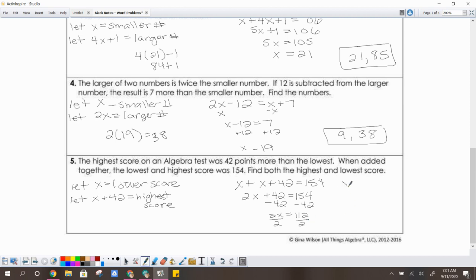So my lower score is 56. And then I just need to take 56 plus 42 to get my higher score, which in this case would be 98. So the two numbers for my answers are 56 and 98. And so we're going to keep practicing this type. Got a couple more.